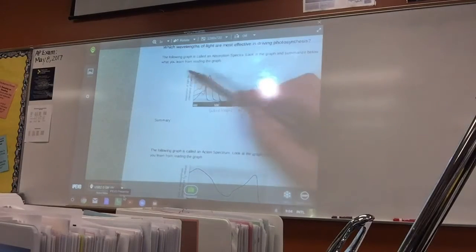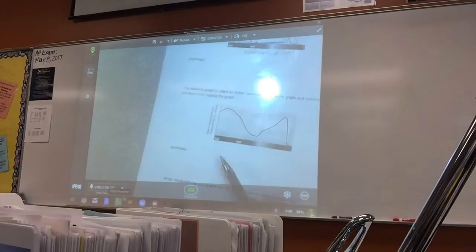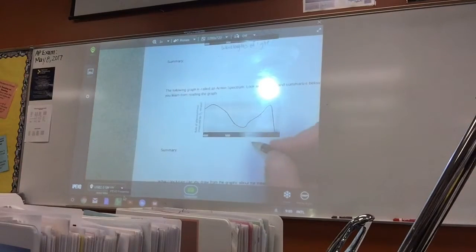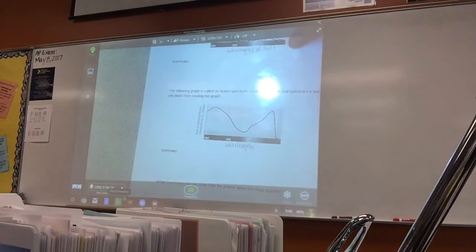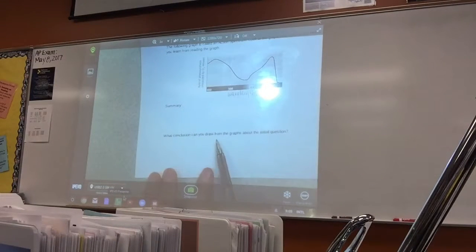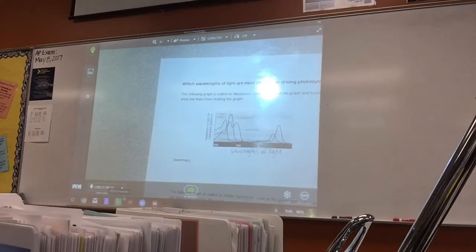What I want you to do is look at that and write what this graph is telling you. And then I want you to do the same thing with the next graph. The next graph, the y-axis is different. It's the rate of photosynthesis. The x-axis is the same, wavelengths of visible light. Then write a summary of what that is telling you. And then looking at both of these together, at the end, I want you to draw a conclusion about the initial question. The initial question is what wavelengths of light are most effective.